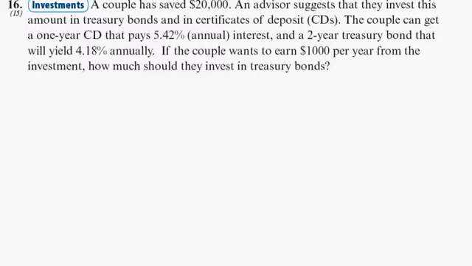So I'm going to use X to represent treasury bonds. I'm going to use Y for the CDs. The couple can get a one-year CD, and here it says they get this return on the CD investment. They get a two-year treasury bond, and they get this return on their investment. Now, don't be confused by the 2-year versus the 1 year, because we're just interested in the percentages, because that's what's going to help us to know how much to invest in each category.